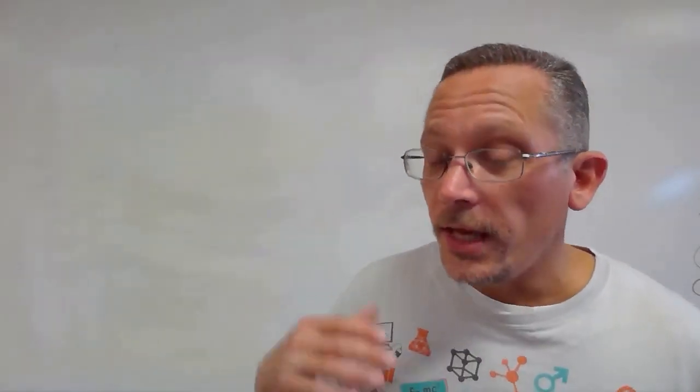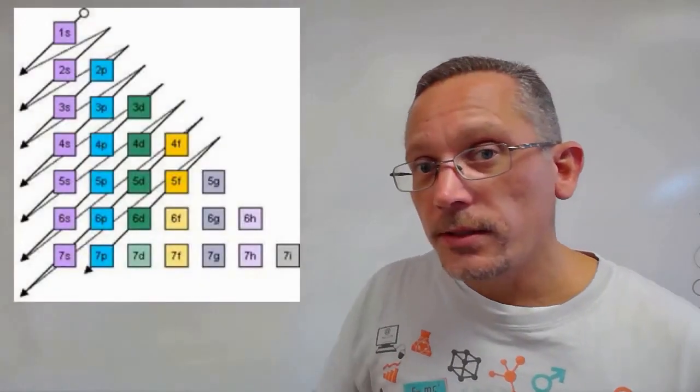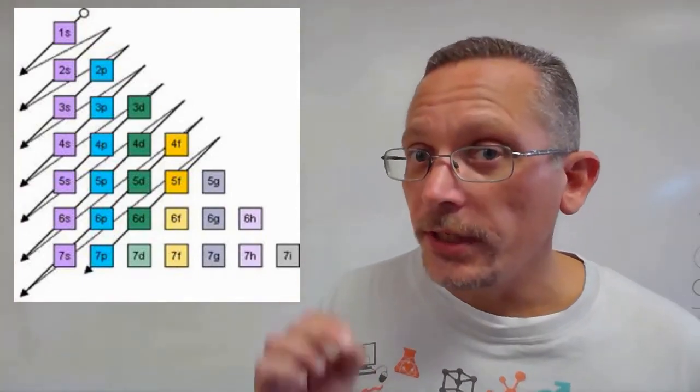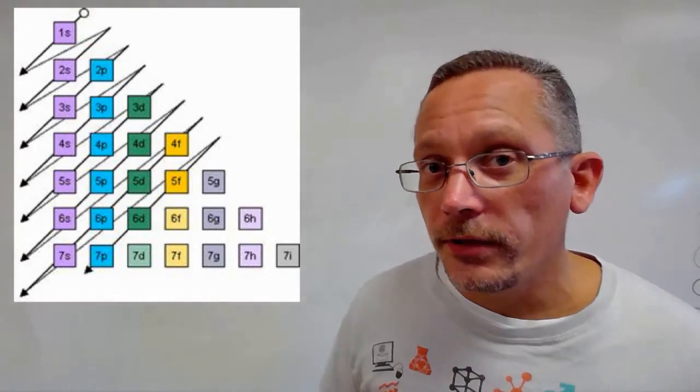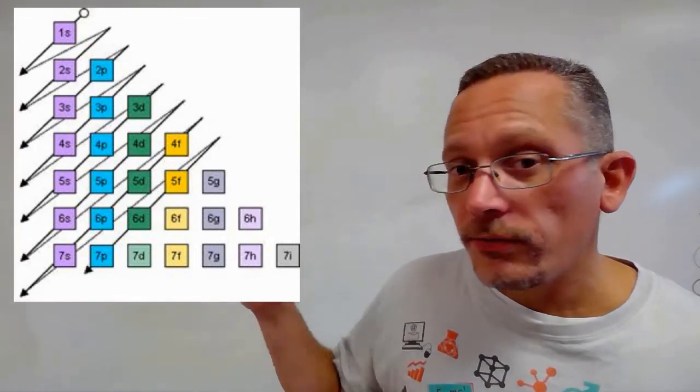Another thing we got to keep in mind as we write the electron configuration for an element is that the orbitals in the energy levels of the atom fill in a particular order. We're going to assign the electrons to the different orbitals in a particular order. There's a little graphic here that's going to show you what order they go in. So just follow the arrows here.